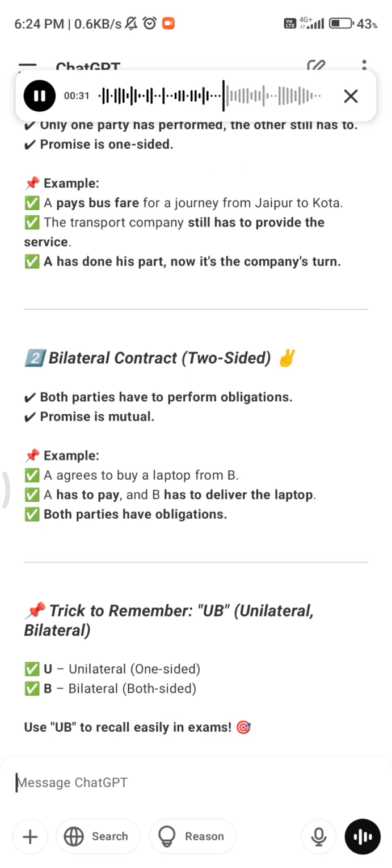Bilateral contract: both parties have to perform obligations. Promise is mutual. Example: A agrees to buy a laptop from B. A has to pay, and B has to deliver the laptop. Both parties have obligations. Trick to remember: UB, unilateral, bilateral. U, unilateral, one-sided. B, bilateral, both sides. Use UB to recall easily in exams.